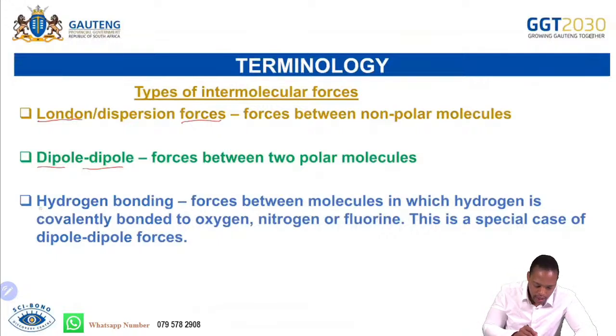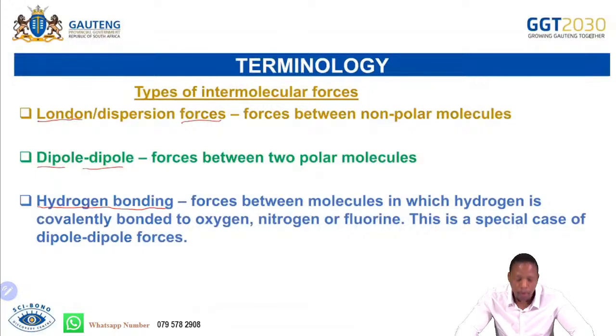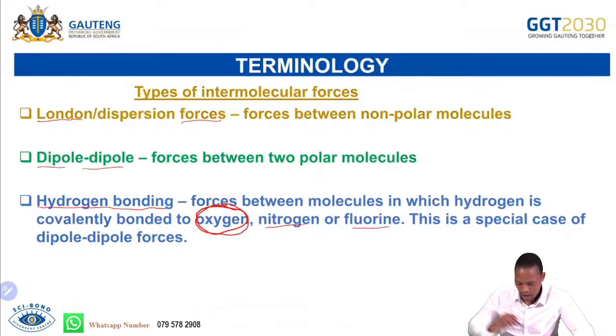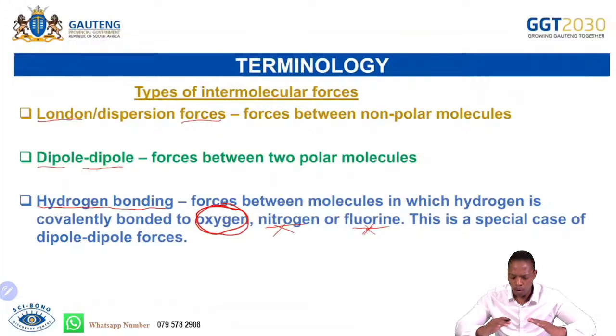Okay, and the third one that should be new to us is hydrogen bonding. What is hydrogen bonding? Hydrogen bonding speaks to forces between molecules in which a hydrogen is covalently bonded to either an oxygen, a nitrogen, or a fluorine. For us, it will be bonded to an oxygen. We will not be looking at ones that are bonded to nitrogen and fluorine. So again, our scope goes down a little bit. No need for us to stress ourselves about nitrogen and fluorine. We'll only look at this.